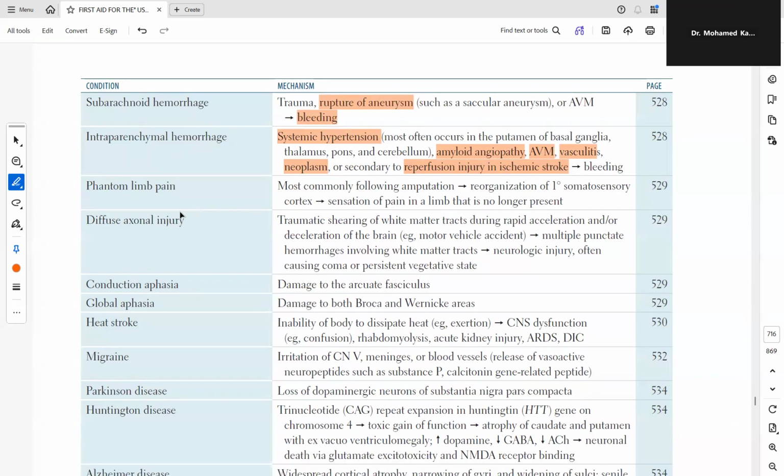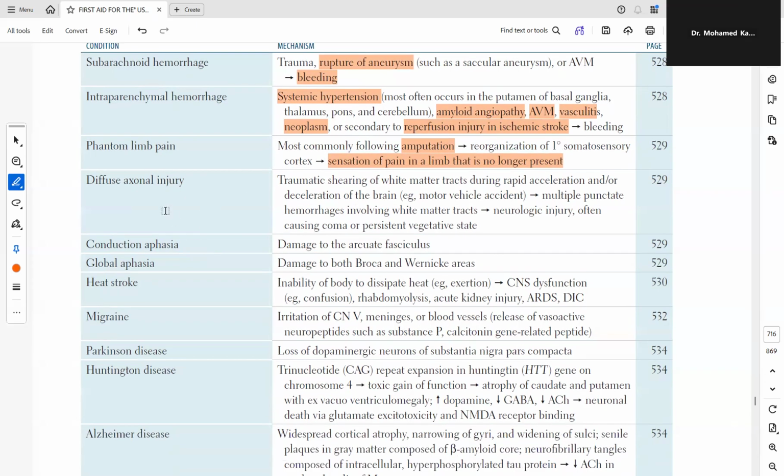Phantom limb pain, most commonly following amputation. Some people who had an amputation are still complaining about pain in the area of amputation, maybe as a result of reorganization of the primary somatosensory cortex. So there will be a sensation of pain in the limb that is no longer present. And what could be the cause? Reorganization of the primary somatosensory cortex.